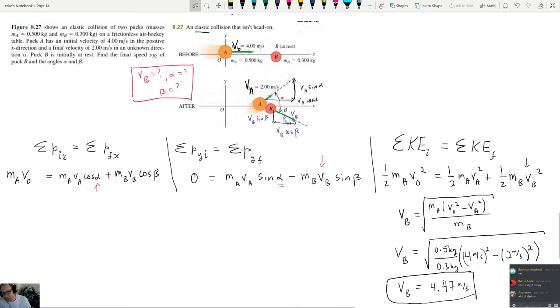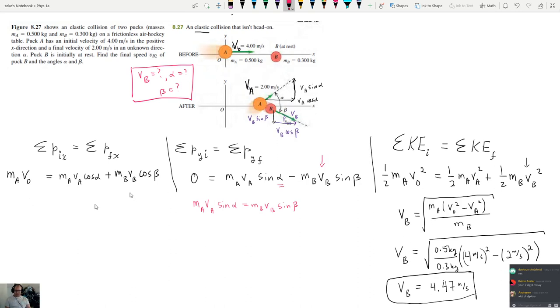All right? So there's a way to avoid all that. And this will work in pretty much all of these type of problems. So what I'm going to do is, we'll use a different color here so we can indicate that we're doing a different step. We'll take this piece right here and we'll just rearrange it so that it says MA VA times the sine of alpha is equal to MB VB sine beta.